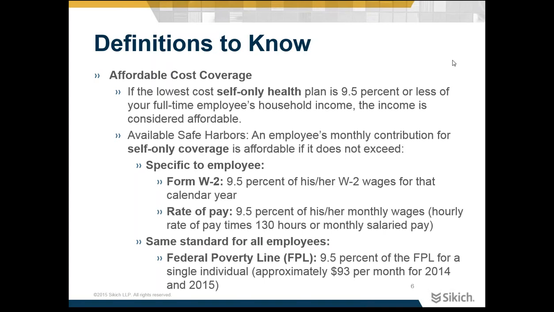There are 3 different safe harbors that you may have used in order to satisfy that. It's basically 9.5% of their W-2 wages, 9.5% of a certain rate of monthly wages, or perhaps using the federal poverty line. And these codes will come into play later to document that in your filing.